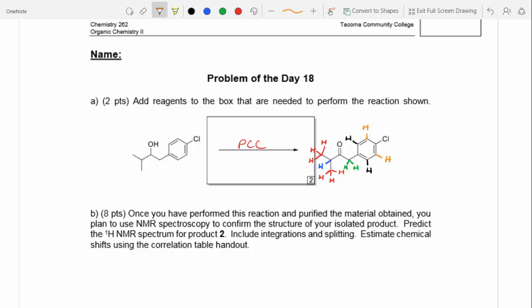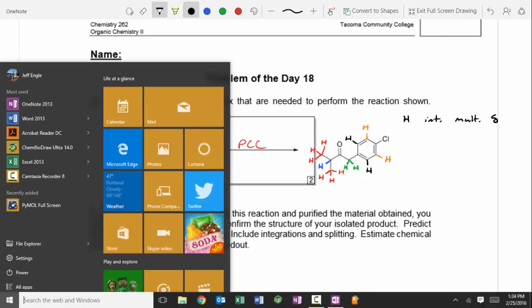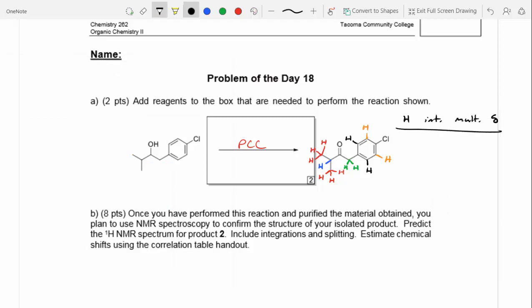All right, so now what I typically like to do is make a table where I've got my proton here, my integration, my multiplicity, and my chemical shift. And we'll just make a simple table. I'll start out with the red proton, the blue proton, the green protons, the black protons, and the orange protons.